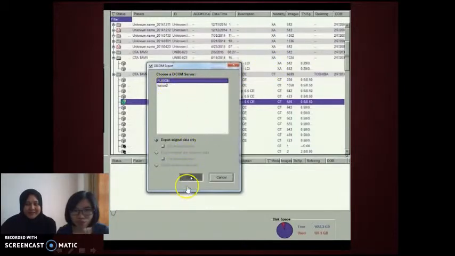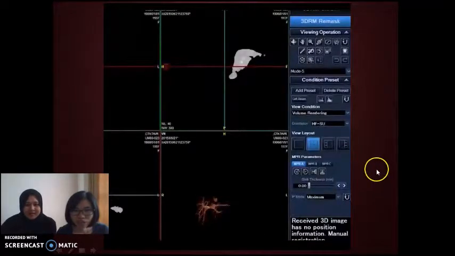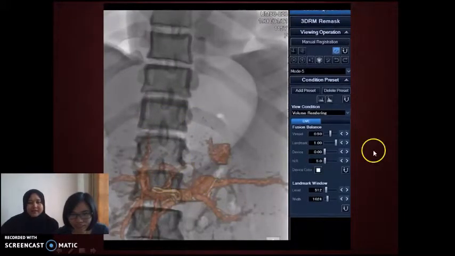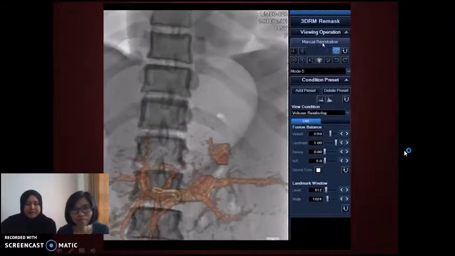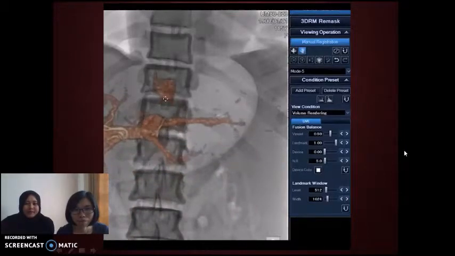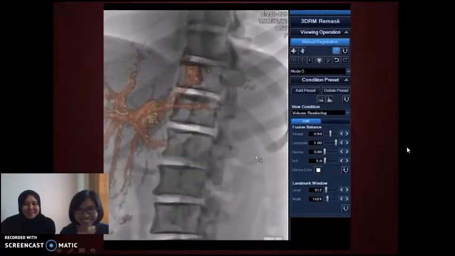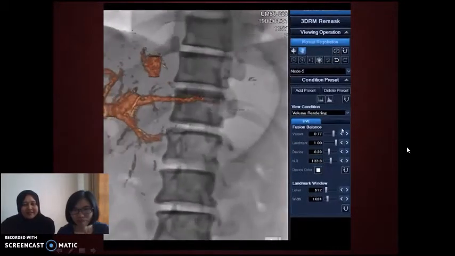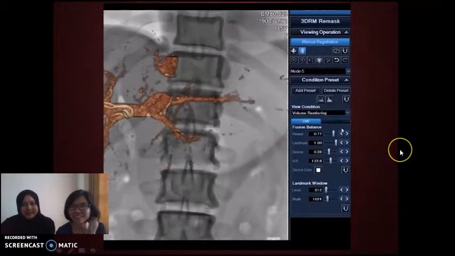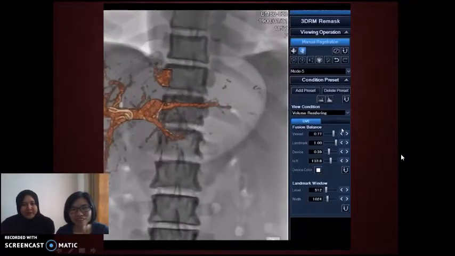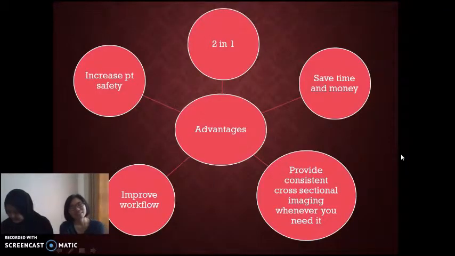Then make it fusion. When they fuse together, it will appear like this. This is the artery that we want, in 3D. Then we combine it with the angiography image. We can manipulate it. If we want to see it from the front, we can rotate the image. We can also collimate, zoom, whatever we want. So it's easy.